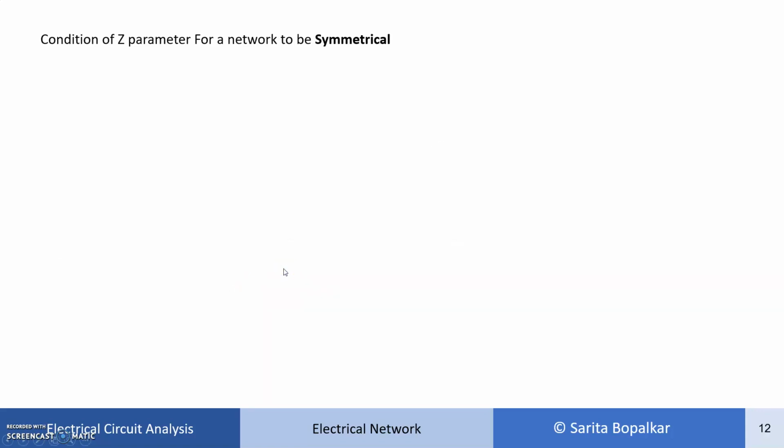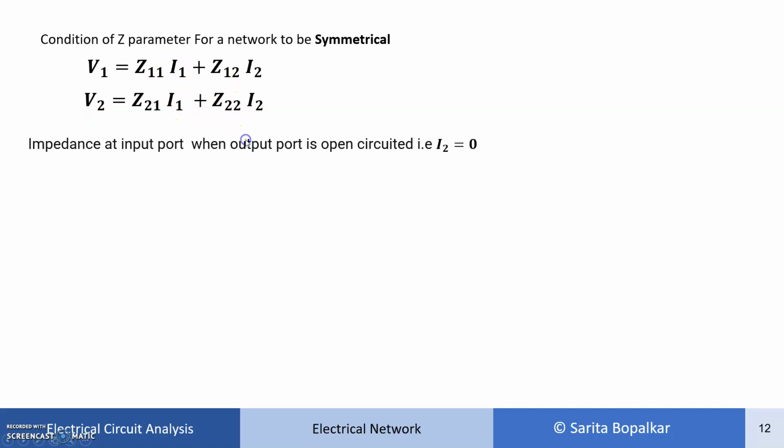Now let's see condition in terms of Z parameter to check whether the given network is symmetrical or not. These are standard Z parameter equations. V1 and V2 are expressed in terms of I1 and I2.